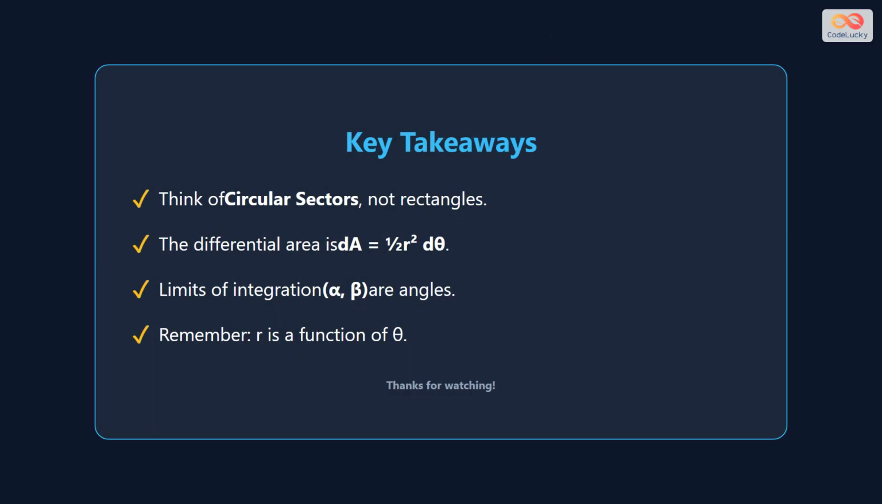To wrap up, remember that polar area integration relies on summing circular sectors, not rectangles. The key term is 1/2 r². Always ensure your limits of integration are angles and that your angle mode is set to radians.